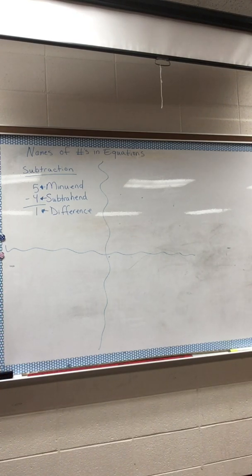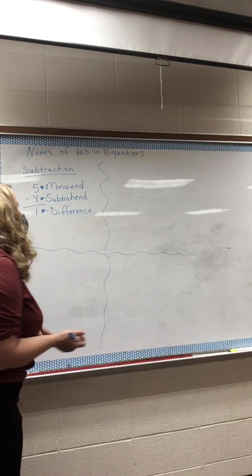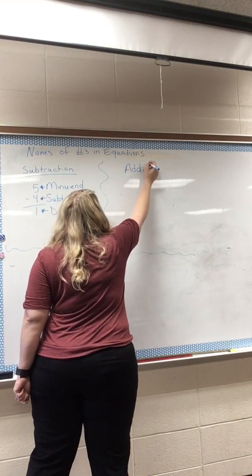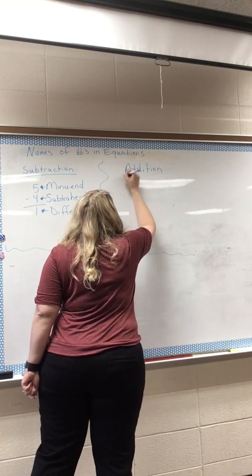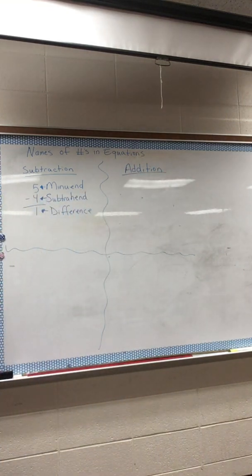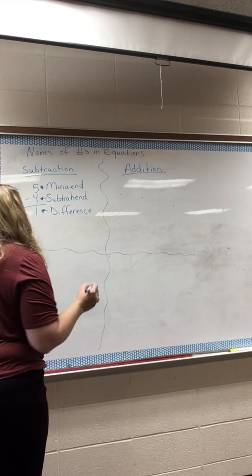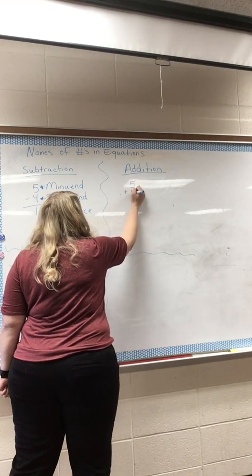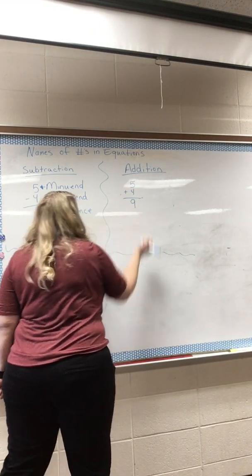So the opposite of subtraction is addition. Addition, right? On this side we're going to put addition. Underline it. Okay. We're going to use the same equation except now we're going to add. So 5 plus 4 equals 9.